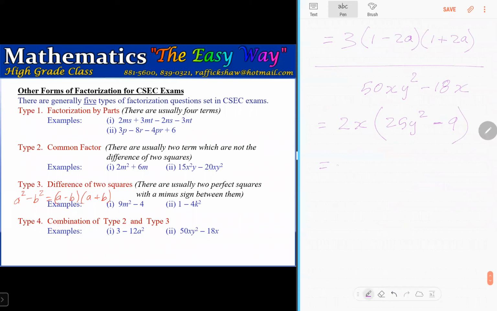So it becomes, keeping the first factor, 2x bracket. Inside here, you get (5y) all squared minus the 9, which is 3 squared. See that? So you actually have the difference of 2 squares in the bracket there. You have to see it. And then you apply the rule for the difference of 2 squares in the bracket, and don't throw away the 2x. So you get 2x bracket 5y minus 3 times 5y plus 3. And that's it, factorized completely.